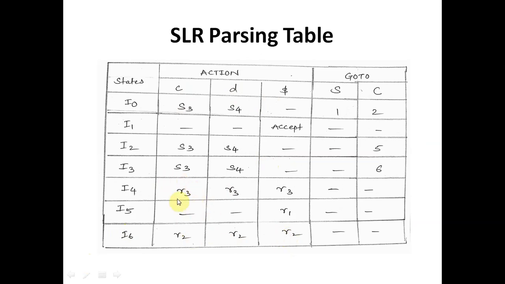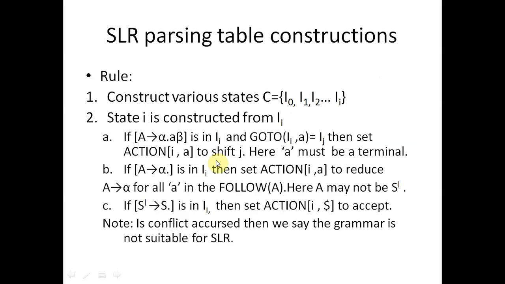Either write reduce by 3, or you can write directly reduce by the rule. That rule you can write here directly, as C produces small c, capital C. Directly reduce by that, this way also you can mention. Now we have written about shift and reduce. Then we will see the next rule.